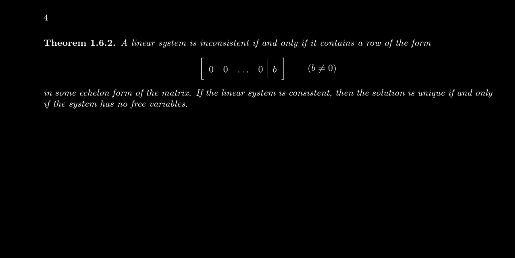And I kind of want to summarize what we see right here. A linear system is going to be inconsistent, it'll have no solution, if and only if it contains a row of the following form: you have a row of zeros in the coefficient matrix, and then you have something non-zero in that augmented column. If the linear system's inconsistent, then every echelon form will have a row that looks something like this. All right?